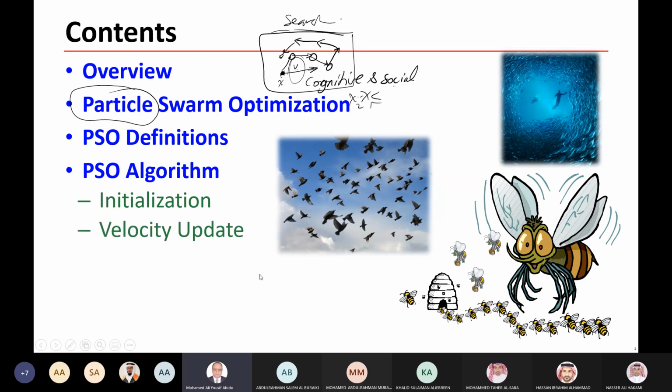Initialization and velocity update. As we mentioned, we have here particles, and these particles have position and velocity. So based on the position of the particle and the velocity, the particle can explore new locations or new areas in the search space. So we will see how to update the velocity of each particle, and then how to update the position of the particle accordingly.